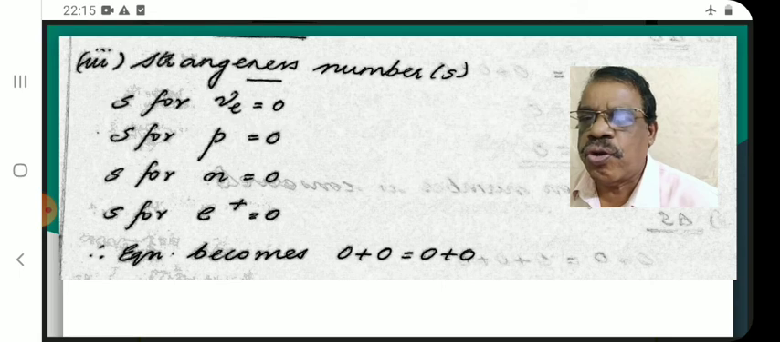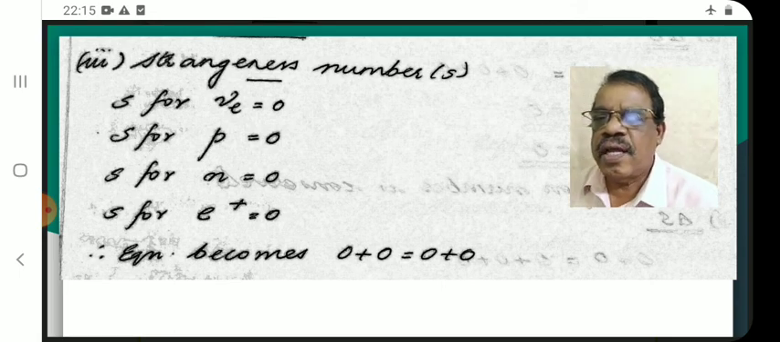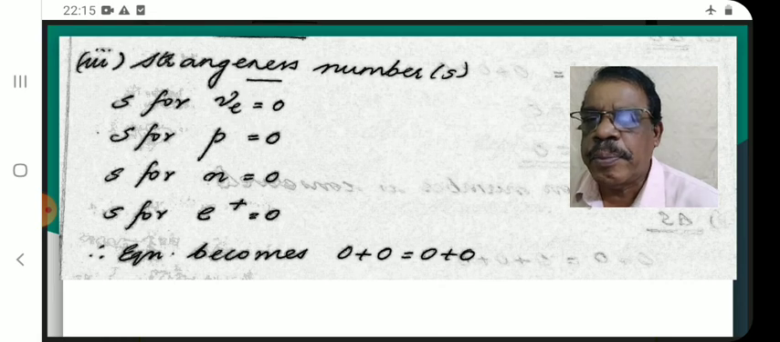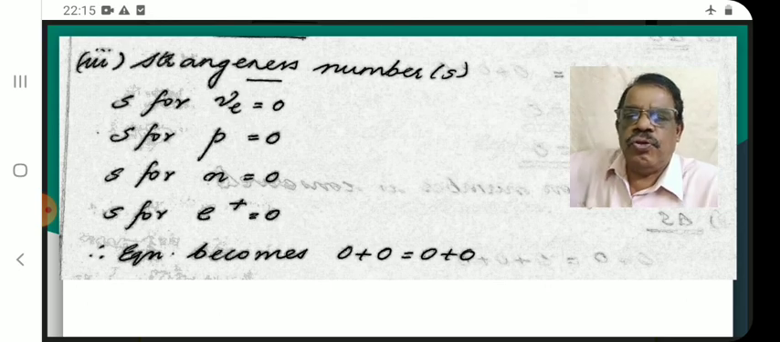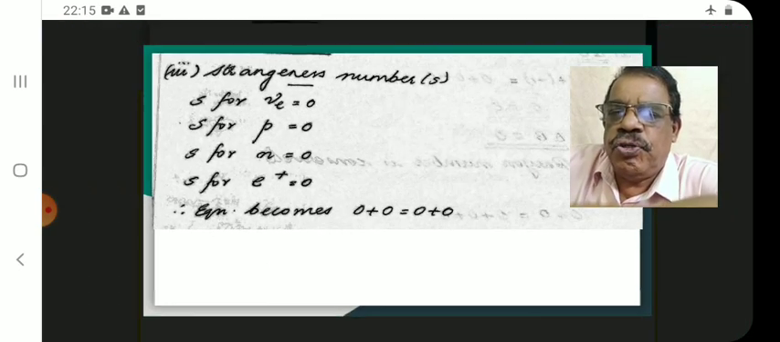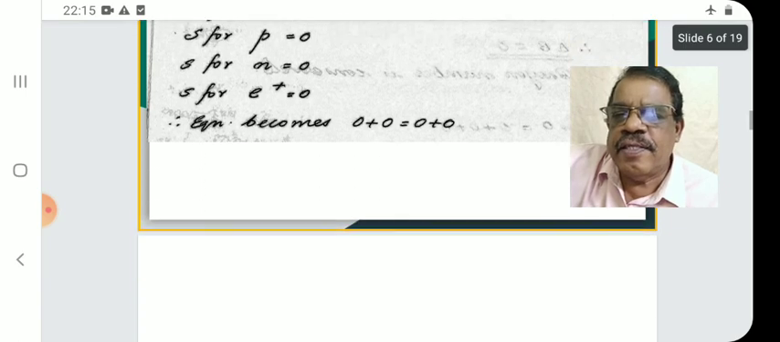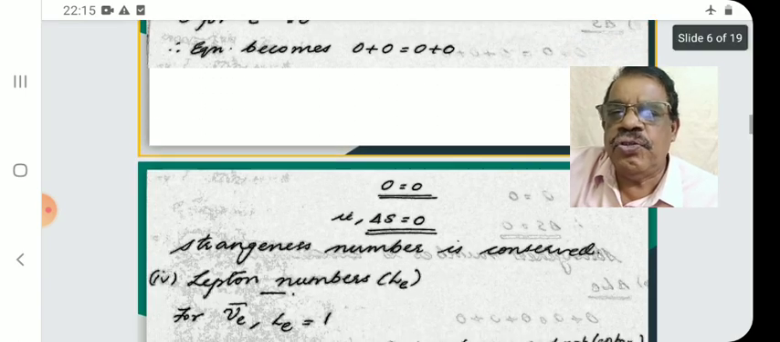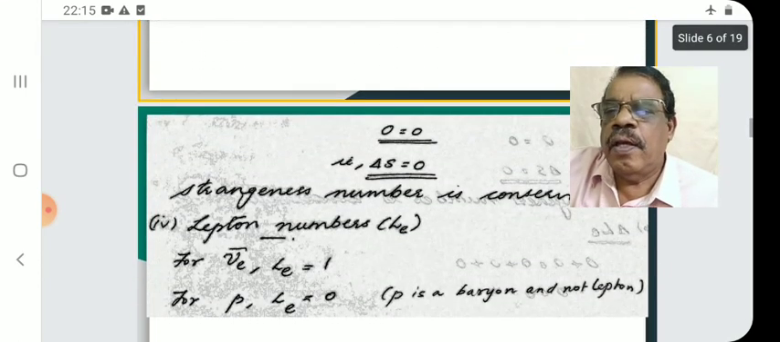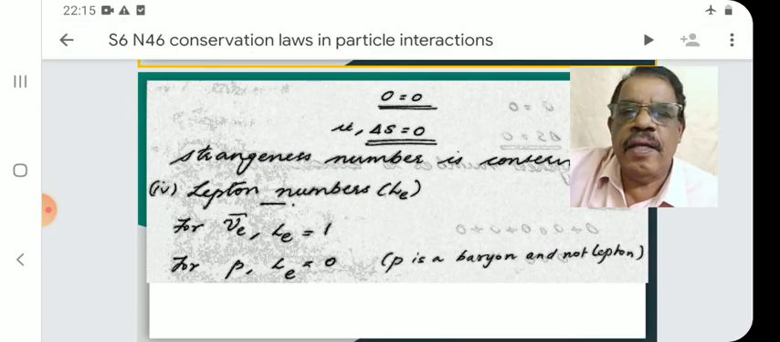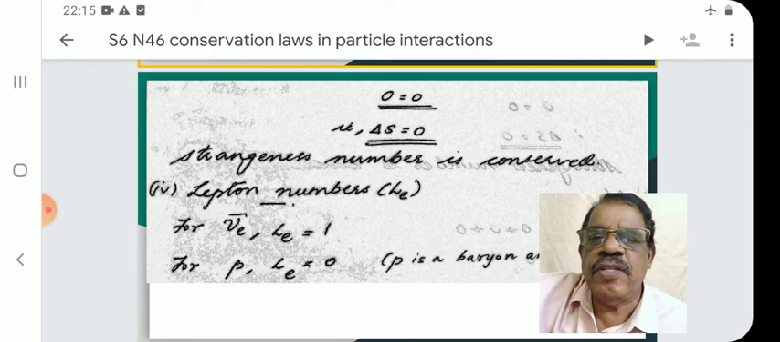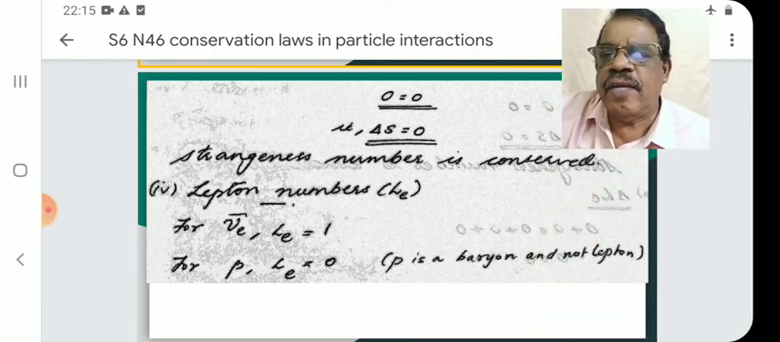Strangeness number for proton is equal to 0. Strangeness number for neutron is equal to 0. Strangeness number S for positron equal to 0. We put the values, the equation becomes 0 plus 0 equal to 0 plus 0. That is 0 equal to 0. That is delta S equal to 0. The strangeness number conservation law is valid. The strangeness number conservation is valid, conserved.